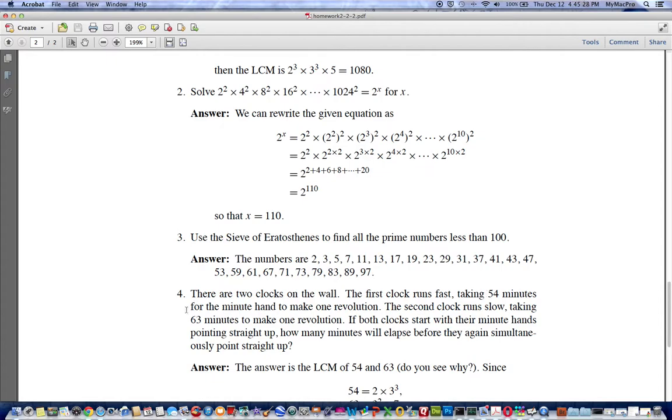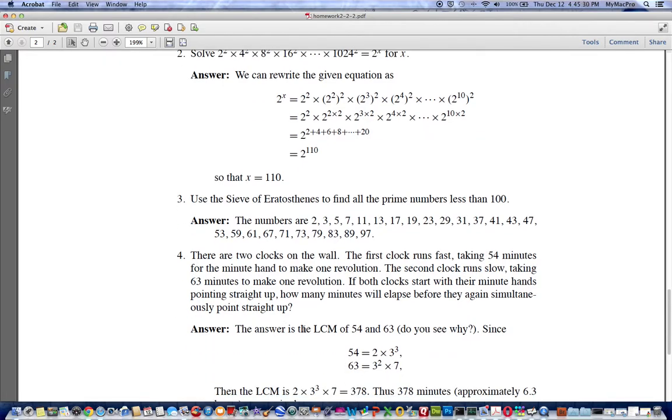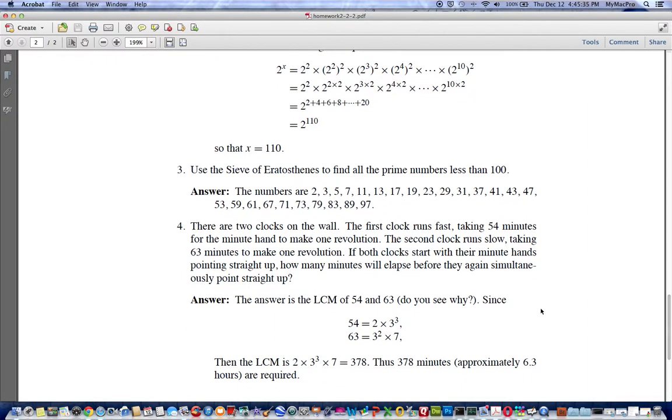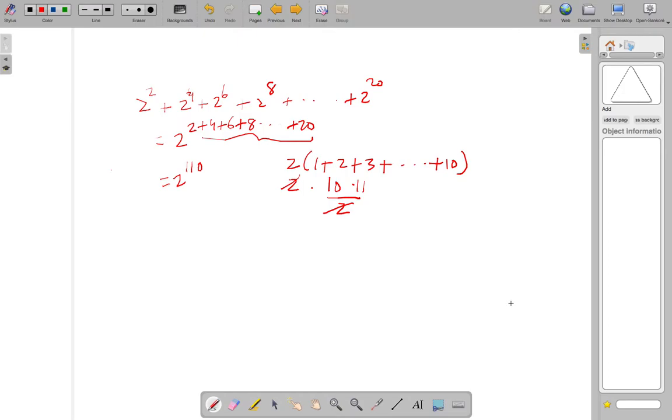So 54 and 63. The key is to find the least common multiple. Why do you find the least common multiple? Because only when there is a numerical value that both of these can be a multiple of, will both minute hands be up. So if you look at the LCM of 54 and 63, this is 9 times 6, and this is 9 times 7, right?